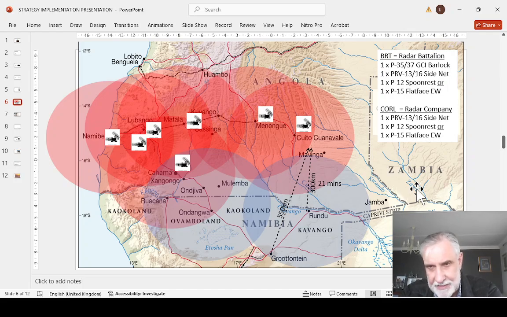The main difference was that the radar battalion had the P-35 or the P-37 ground control intercept Bar Lock radar, which meant they could direct their fighters to intercept aircraft. And we just had a lonely radar down at Ondangwa and at Rundu. So the effect of that is, and I can't remember what the altitude was that I flew those ranges at, it's probably about 20,000 feet or something.